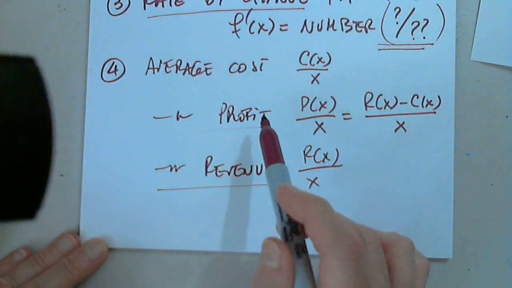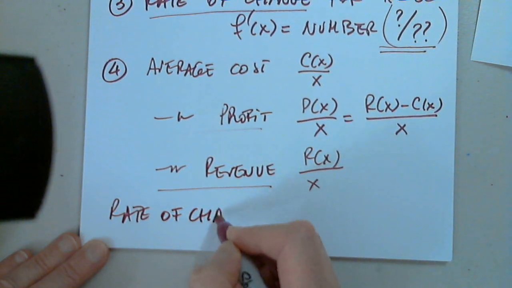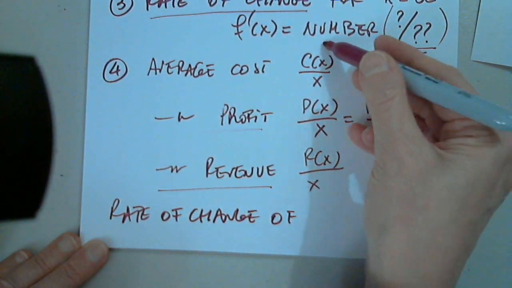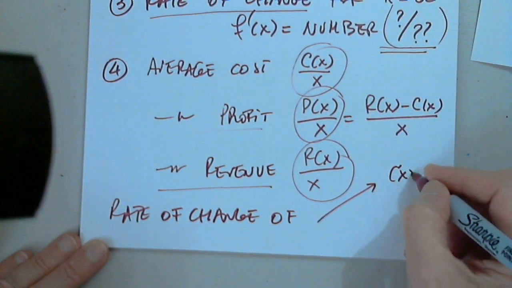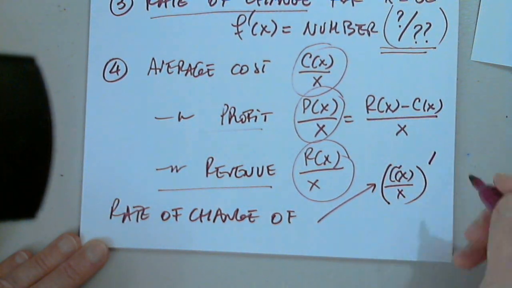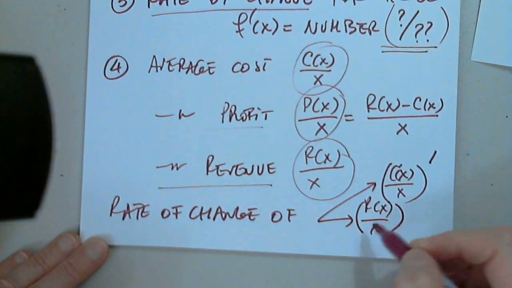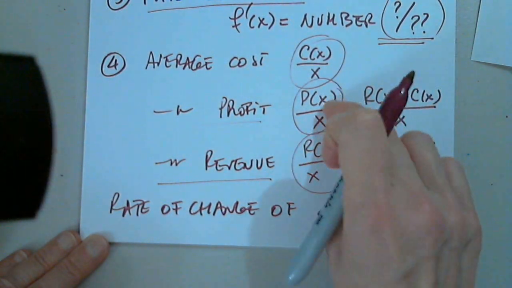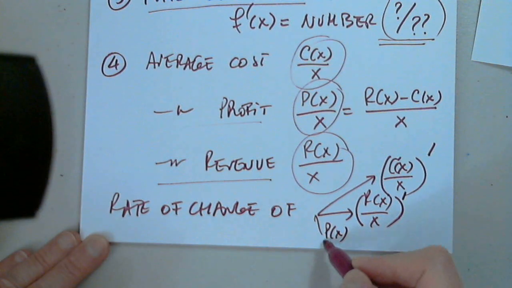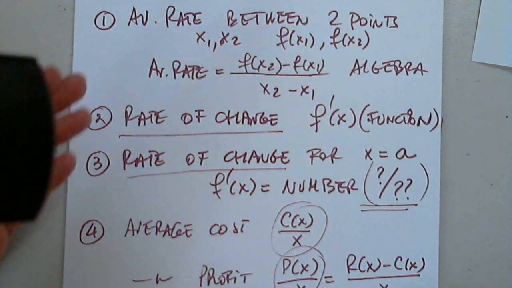I could be asked to find the rate of change of this, this, and this. So I will have to find C of x over x first and then differentiate. I will have to find R of x over x and then differentiate if it's rate of change of revenue, if it's rate of change of cost, or if it's rate of change of profit. So these are concepts that we have to remember and understand the difference.